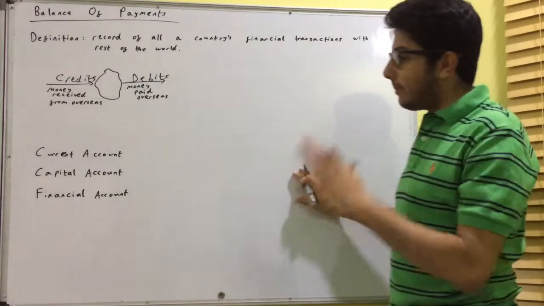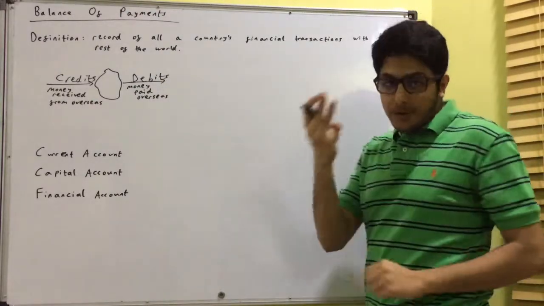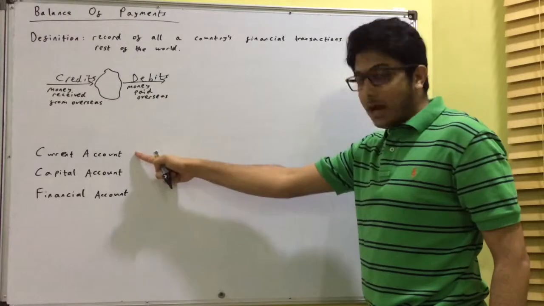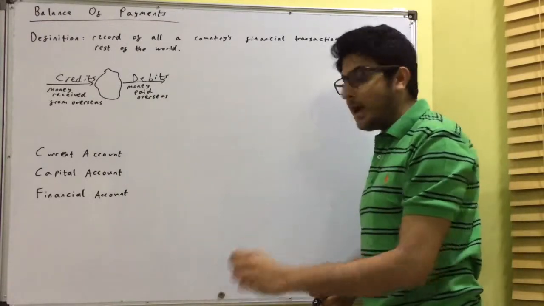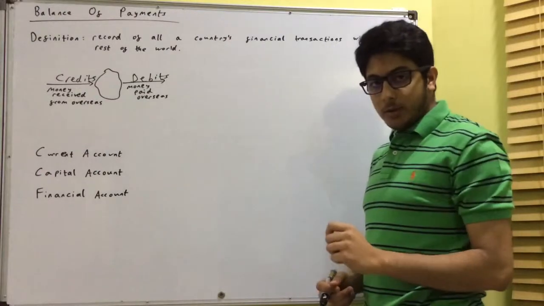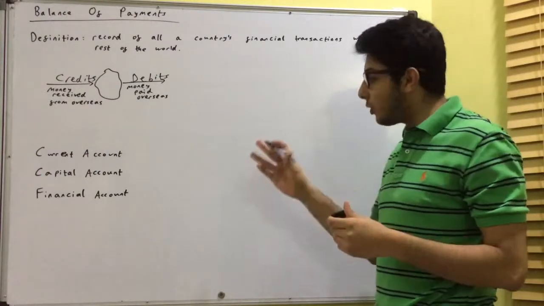And the balance of payments consists of three parts. The current account, which is the main one you're tested on, the capital account, and the financial account. So let's take a look at the current account.